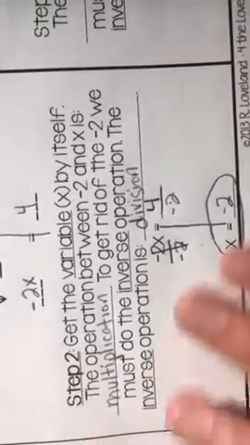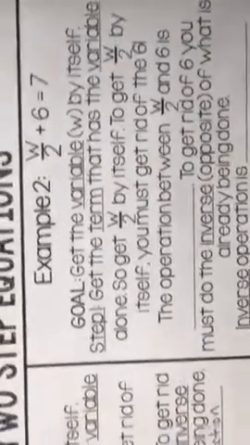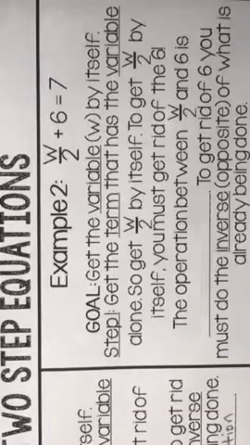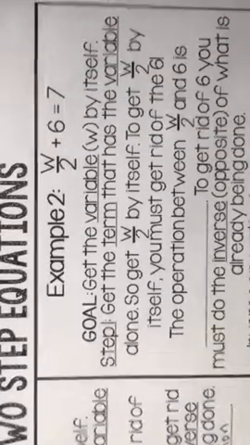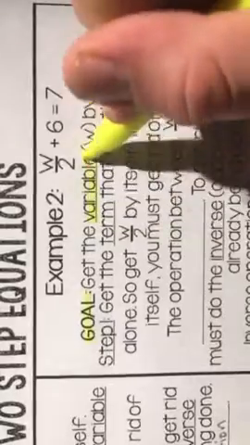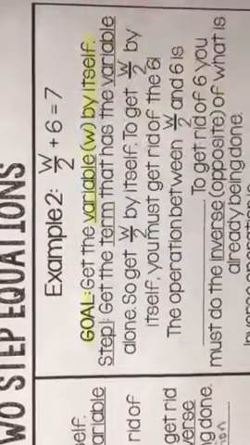Let's look at one more example. Let's look at example number 2. Example number 2 tells me that w divided by 2 plus 6 equals 7. So, again, my ultimate goal is to get the variable by itself. And in this case, the variable is w.